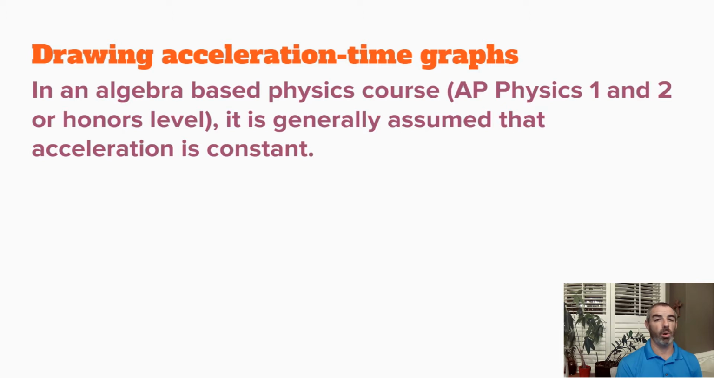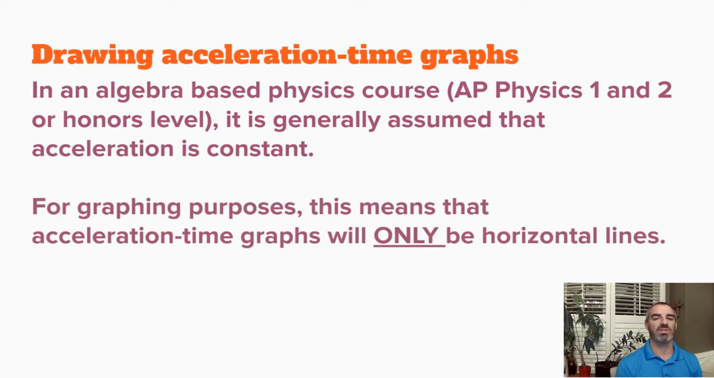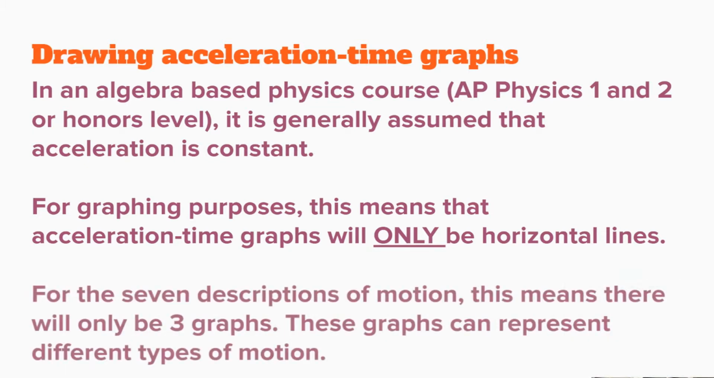So here's an important point. In an algebra-based physics course, AP Physics 1 or 2, or an honors level, it is generally assumed that the acceleration is constant. So what does that mean? For purposes of graphing, that means that acceleration time graphs, if you are drawing them, will only be horizontal lines. It doesn't mean that you're not going to be given an acceleration time graph that is a sloped line or a curve. It just means when you draw them, they're always going to be horizontal lines.